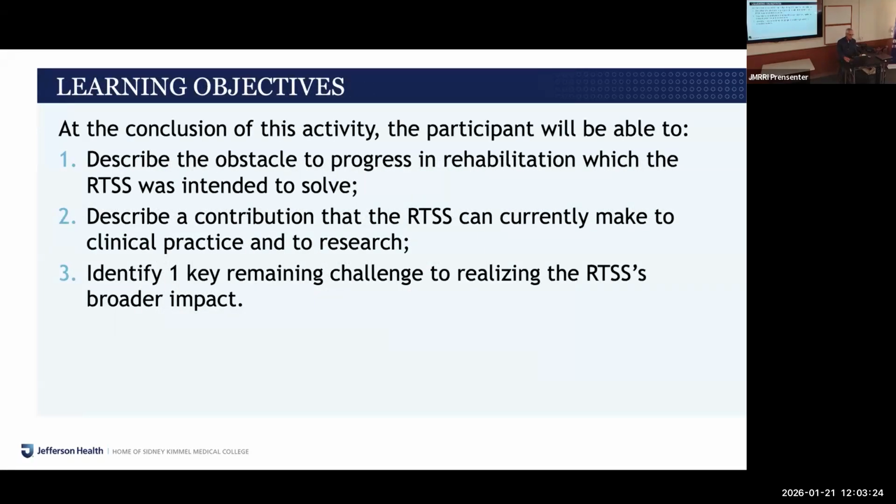Here are our learning objectives for today: what the problem is that the RTSS was intended to solve, what it's solved so far, and what it still needs to solve.